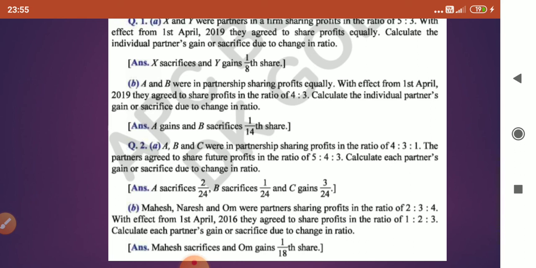Next, Mahesh, Naresh and Om were partners sharing profits in the ratio 2:3:4. With effect from 1st April 2016, they agreed to share profits in the ratio 1:2:3. Calculate each partner's gain or sacrifice due to change in ratio. Students, you have to solve this sum on your own.